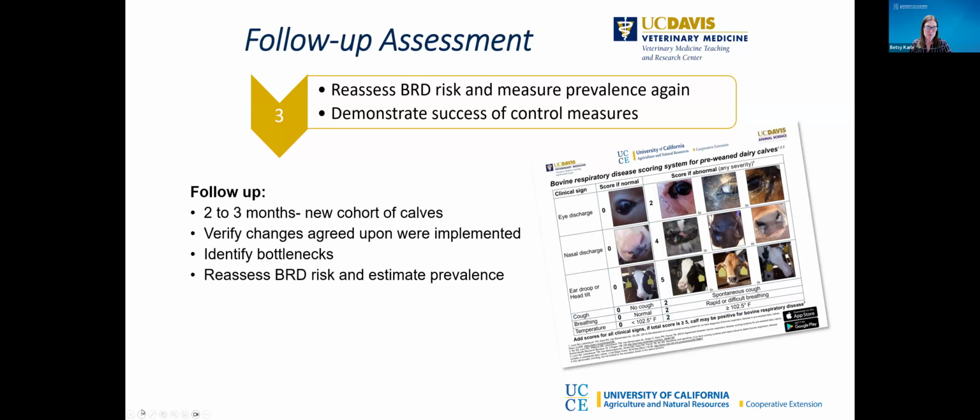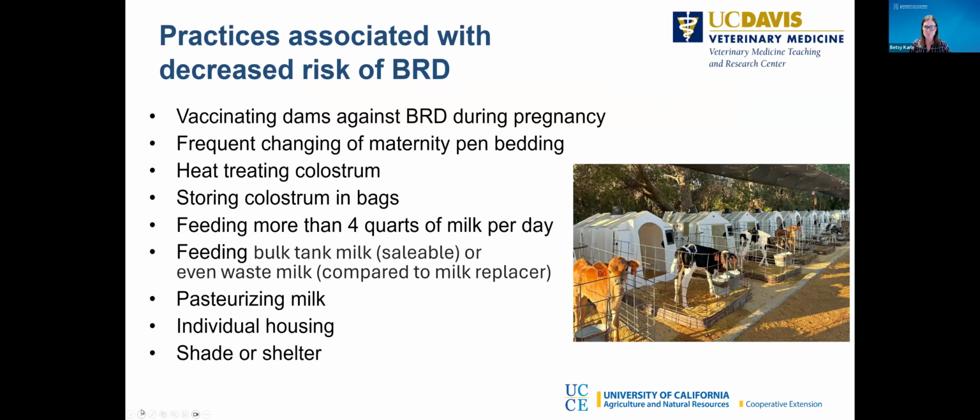And then we would encourage a follow-up, like with the next cohort of calves, to reassess the risk and do a prevalence measurement again to see if any of the control measures that have been implemented have made a difference. Obviously, this is a great opportunity to verify the changes were implemented, to identify any bottlenecks or challenges with implementing those changes, and seeing if prevalence has actually decreased.